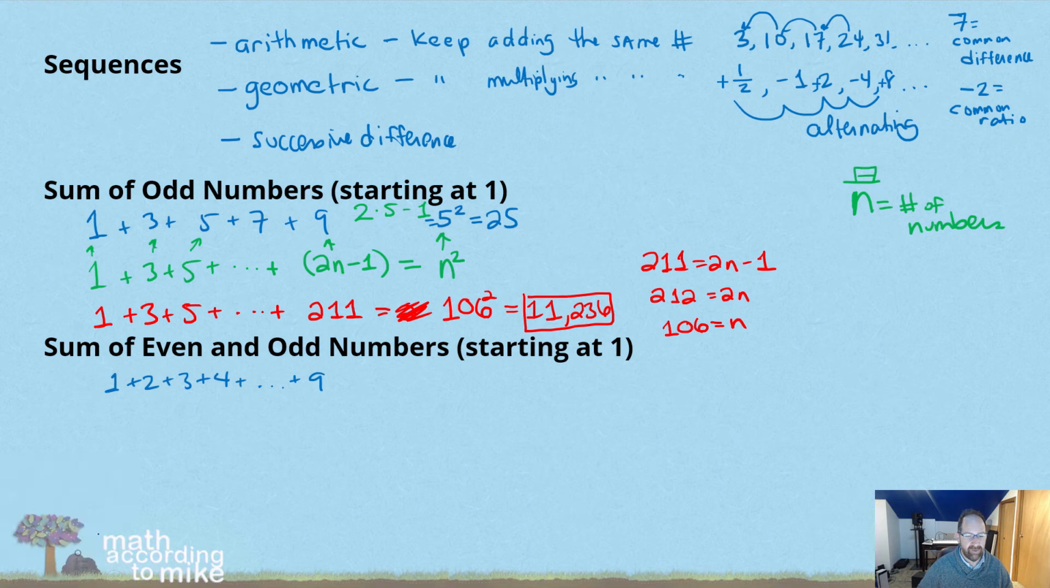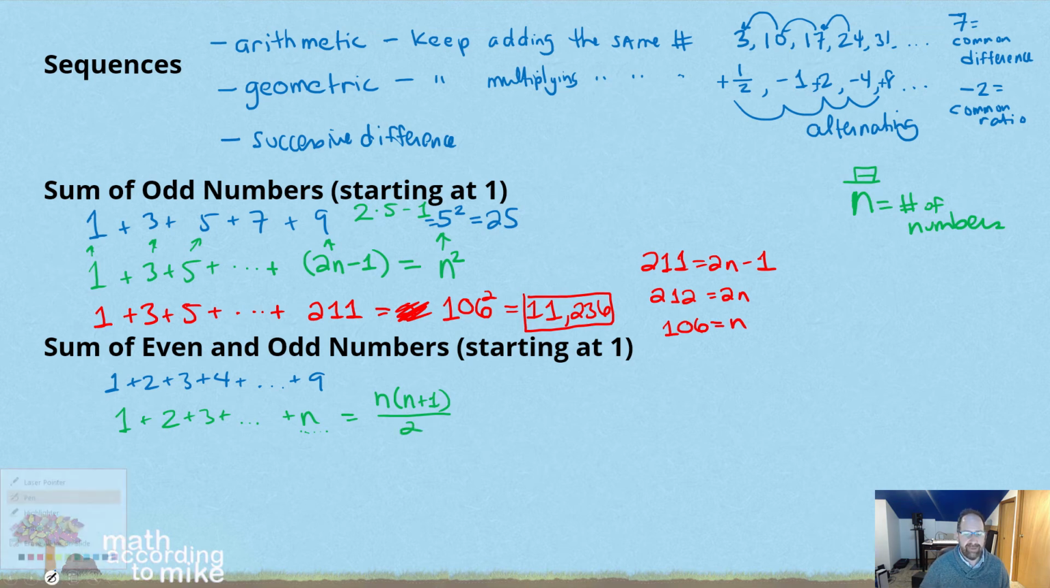Let me write down the formula in green again. 1 plus 2 plus 3 plus dot dot dot plus n. So this time n is the last number instead of 2n minus 1. The formula is not as nice, unfortunately. It's okay when you put it in the calculator. It's n times n plus 1, over 2.